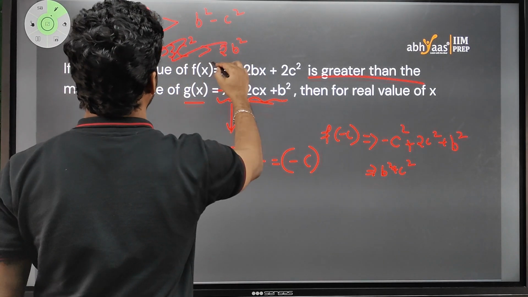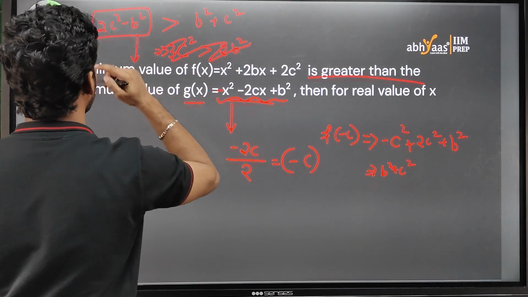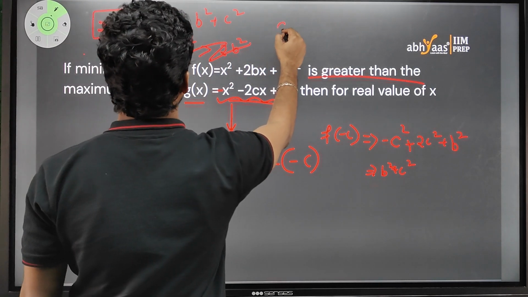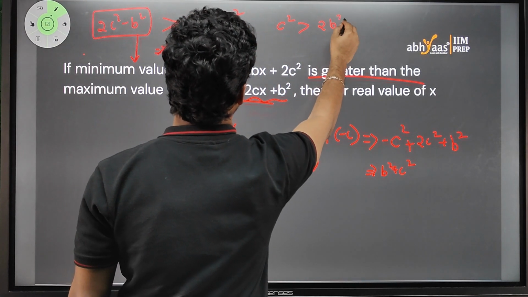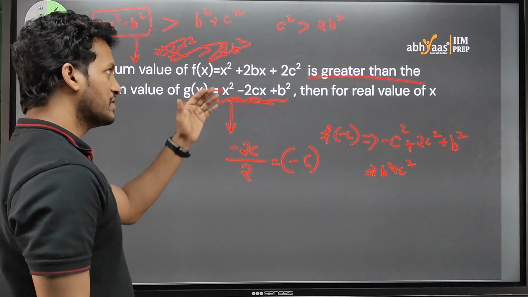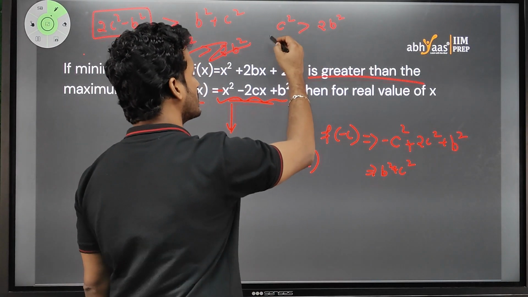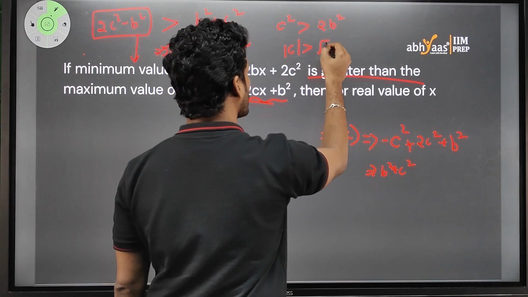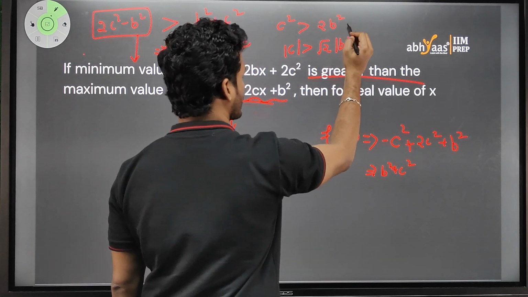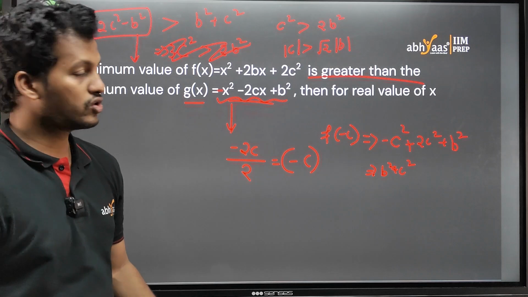So yes, let's substitute that. So 2c square minus b square is greater than b square plus c square. That means c square has to be greater than 2b square. Okay, that means if I take the root on both sides, it will be mod c should be greater than root 2 times mod b. Okay, so this is the solution for this.